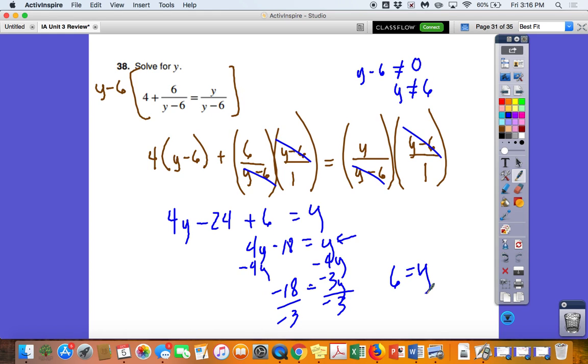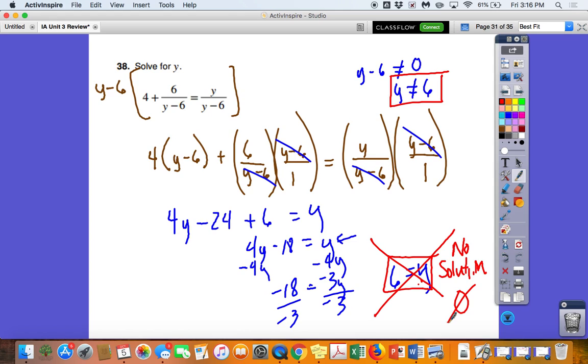Are we allowed to have a positive 6? That's our restriction, right? So he's not allowed to be an answer. Throw him out. That means we don't have an answer. So you've got to do whatever, no solution, empty set, whichever version you want to use. You have no answer that works because the one thing we came up with is not allowed.